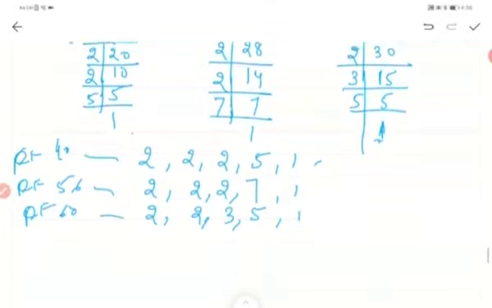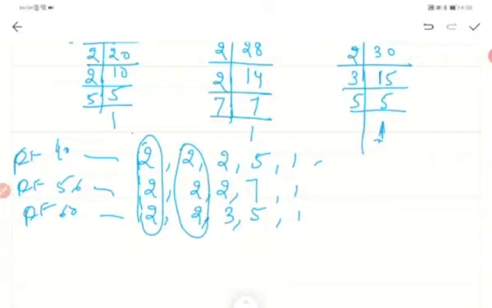So if we want to find the highest common factor, what was the thing I told you? Just take what is common in all three. One more 2 is not there in 60 as a prime factor. So your highest common factor will be 2 cross 2, that is equal to 4.